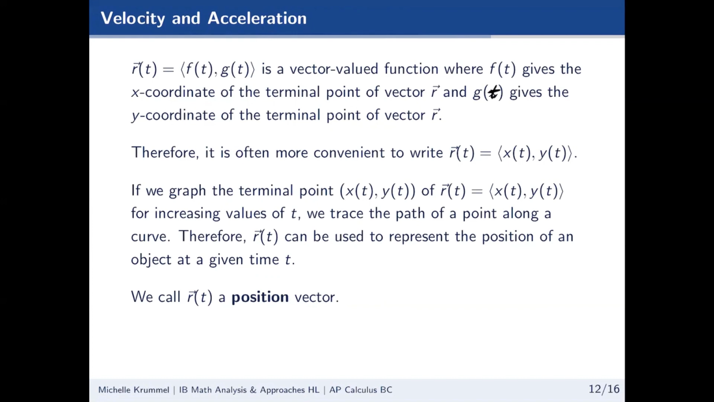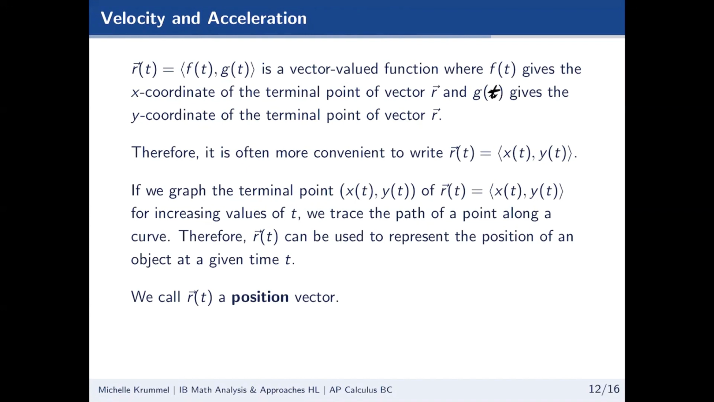So in this case, it's probably a little easier to think about the x component and the y component if we write them as x of t and y of t instead of f of t and g of t, but it does work out either way. If we graph our terminal point, x of t, y of t, for increasing values of t, we're going to end up tracing the path of that terminal point in space, which is going to generate a curve. Early on in this lesson, we saw an image like that.